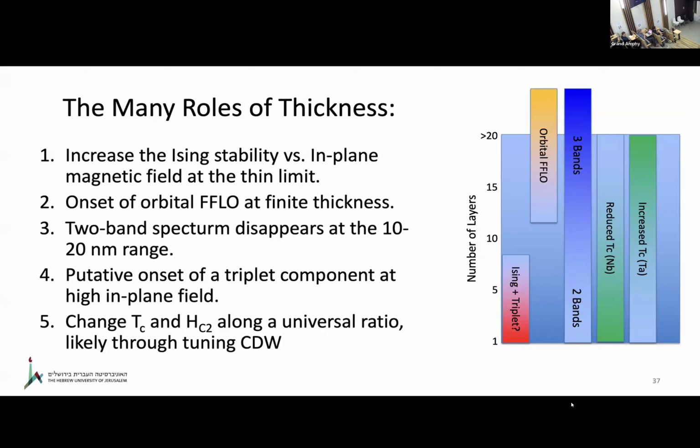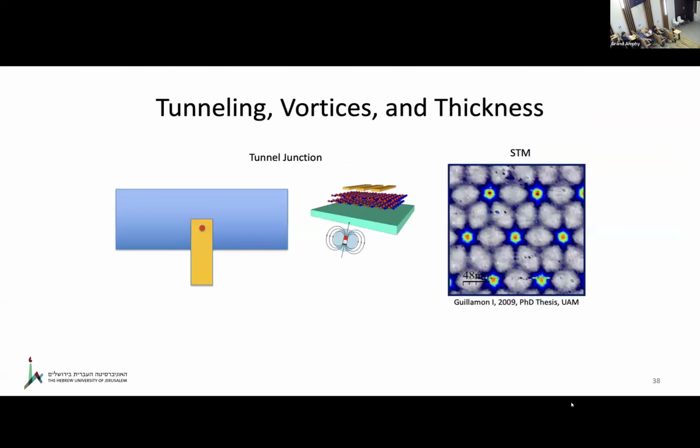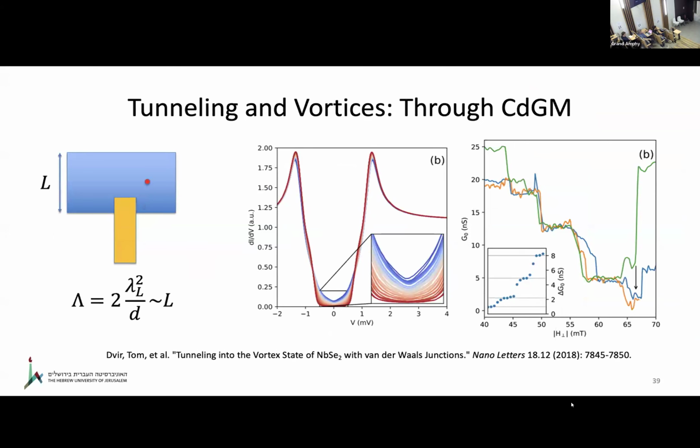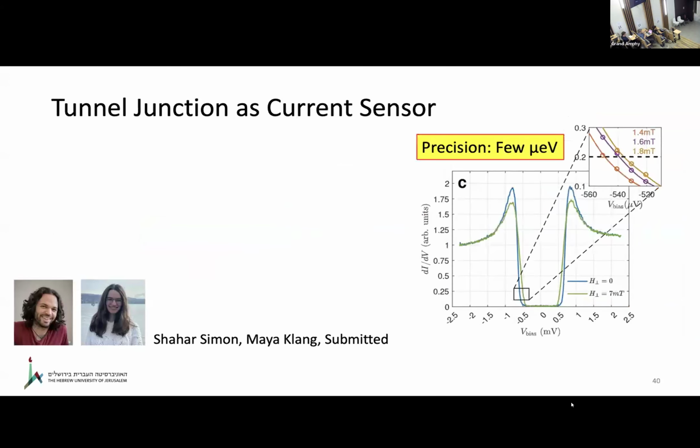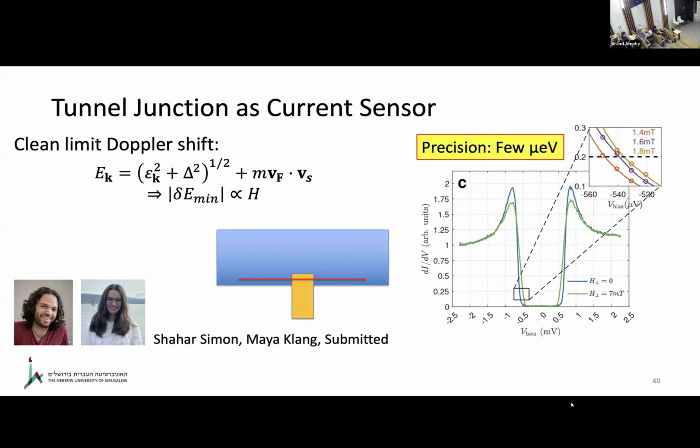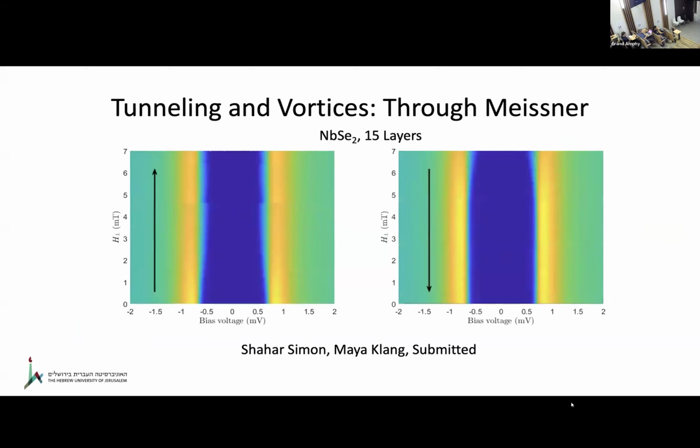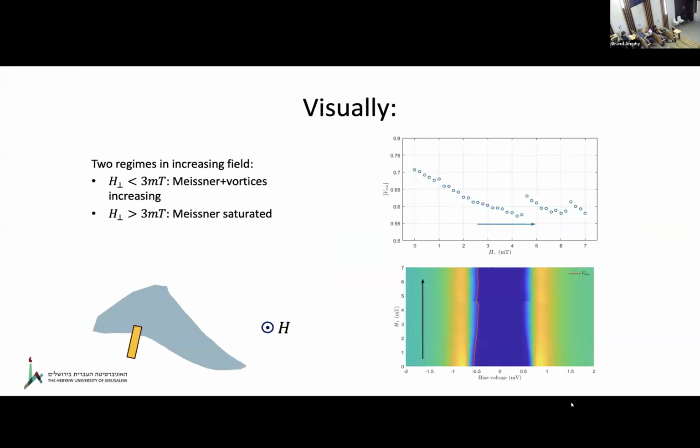Okay, so I'll talk 3 more minutes, and there's one more thing I want to show you. So there are vortices. I'm going to skip the part where we do tunneling of vortices. This is work done by Shachar Simon and Maya Klang, my students. Maya is now at ETH. And we were able to do Doppler effects of rearrangement of draining current using a tunnel barrier.